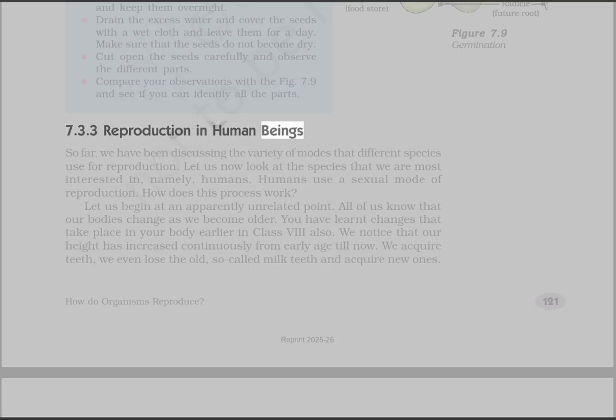7.3.3 Reproduction in human beings. Figure 7.9 Germination. So far, we have been discussing the variety of modes that different species use for reproduction. Let us now look at the species that we are most interested in, namely, humans. Humans use a sexual mode of reproduction. How does this process work?